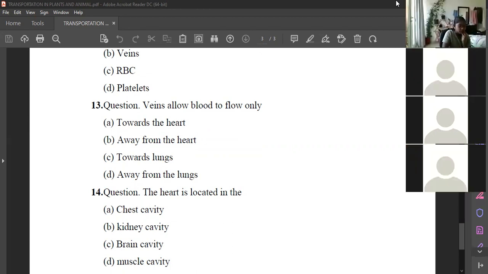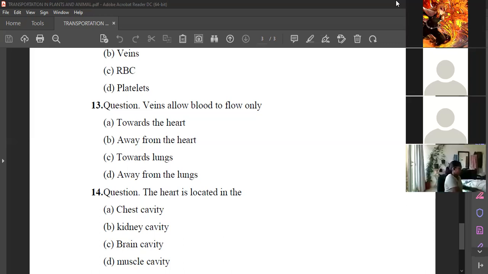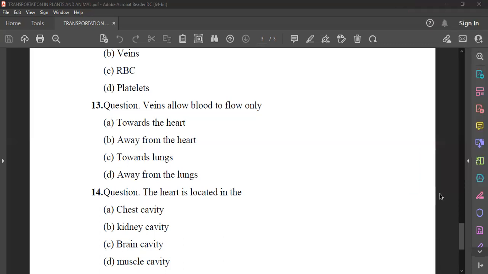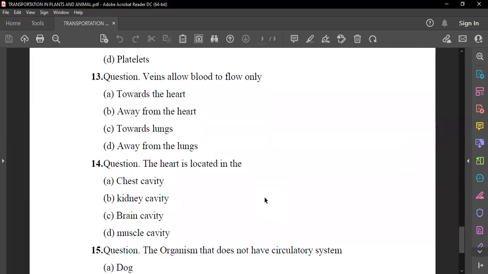Mohit, what is the answer? Sir, me? Yeah. The 13th one is A. Veins allow blood to flow only towards the heart. Yes, sir. Okay, good. 14th one, Harini. Harini, what is the answer for 14th? Chest cavity. Sir, heart is located in the chest cavity.